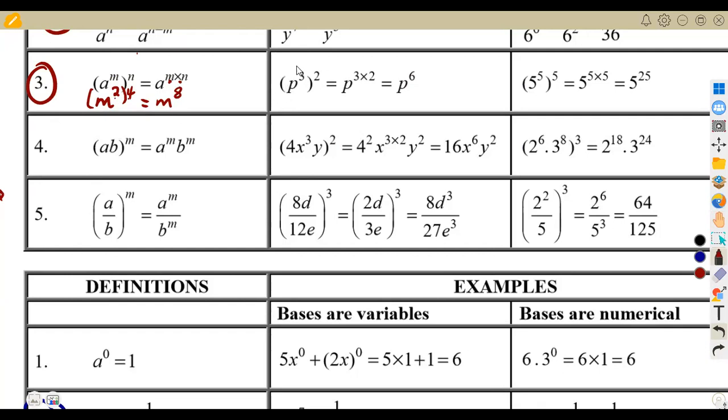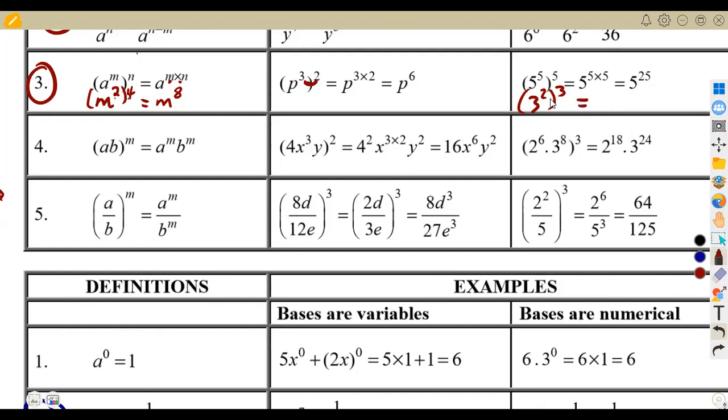So this is what we also have here. p to the exponent of 3 to the exponent of 2. There's an exponent and there's also an exponent there. So you multiply your exponents together. So it's going to be p to the exponent of 3 times 2, which is 6. The same, if there are numbers, you do the same thing. Maybe it's 3 to the exponent of 2, raised to the exponent of 3 like that.